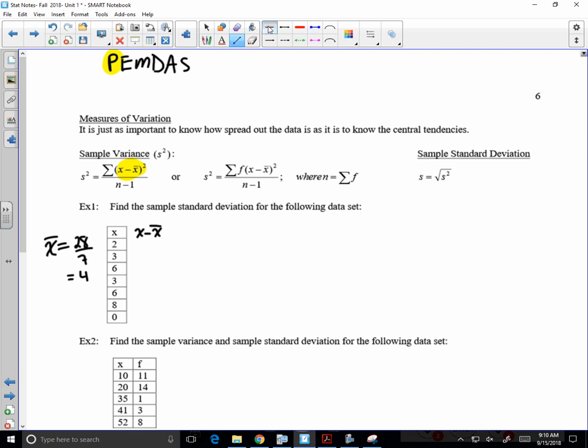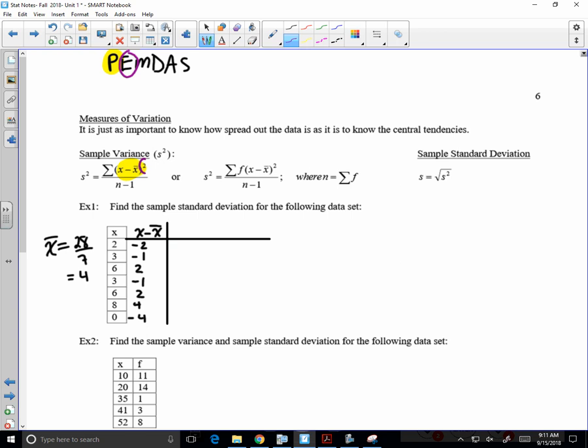Let me get a little line here. So it's going to be negative 2, negative 1, 2, negative 1, 2, 4, negative 4. Let me just double check. Kind of zoned out there for a sec. Yeah, I think it's good. Next up would be exponents.